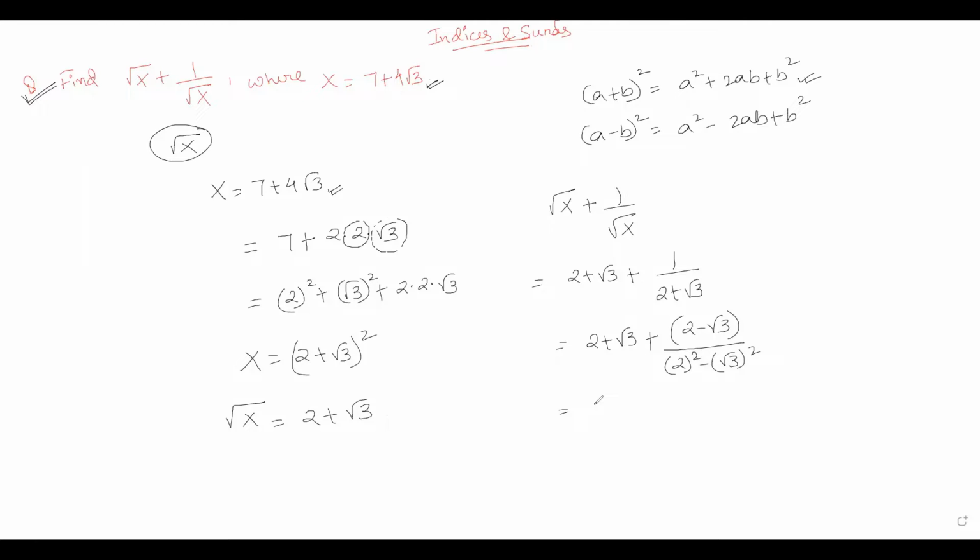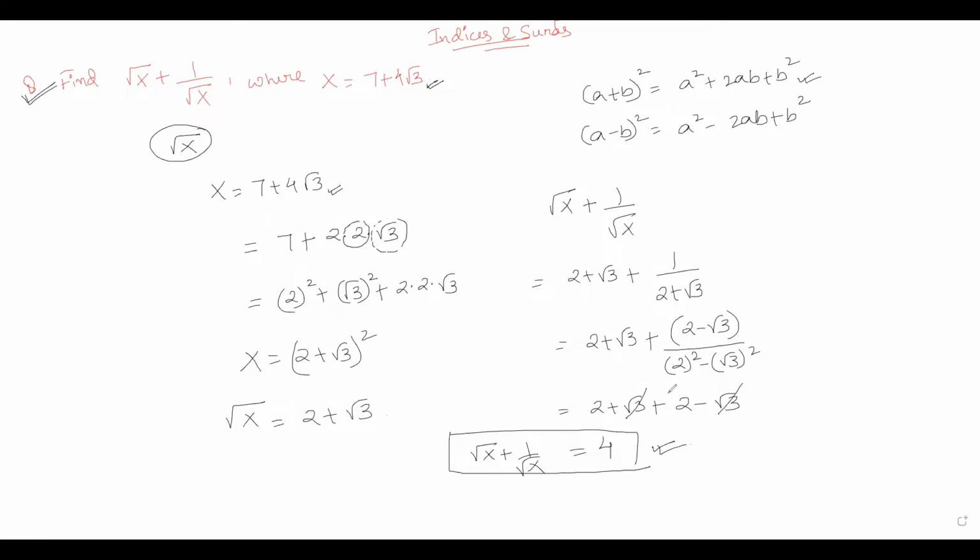So this would be 2 plus root 3 plus 2 minus root 3 upon 2 square, that would be 4, minus root 3 square, that would be 3. So 4 minus 3, that would be 1. So this would be finally 2 minus root 3. So from here, we can cancel plus root 3 and minus root 3. So this would be 2 plus 2, that would be 4. So the value of root x plus 1 upon root x would be equal to 4 when x is equal to 7 plus 4 root 3.